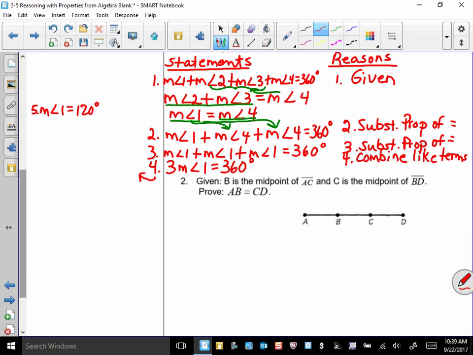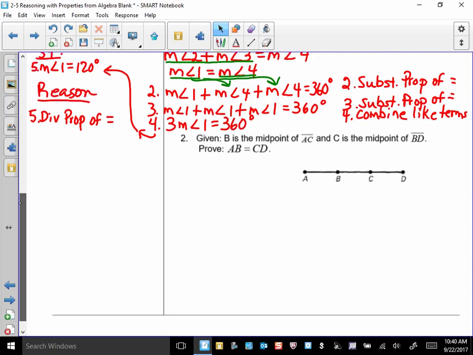And the reason, so that's the statement. The reason, sorry, this is a terrible way to do this, and I really hate that I had to do it. Didn't have room. The reason, what did I do to get from step 4 to step 5? Well, I divided both sides by 3, right? So that would be the division property of equality. And there it is. There's my proof, 5-step proof. Go over that again. Highlight it if you think we need to talk about it some more tomorrow.